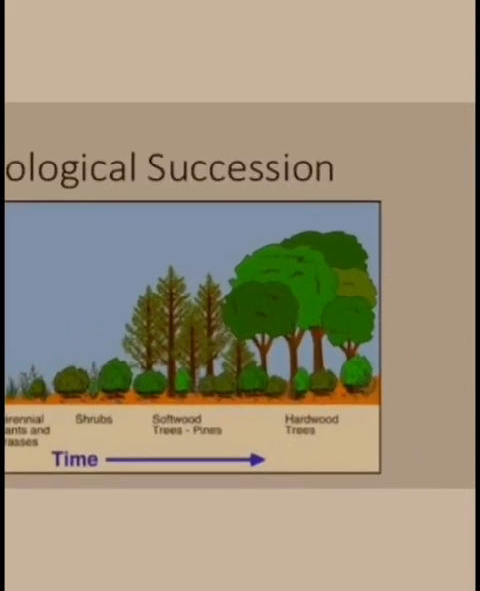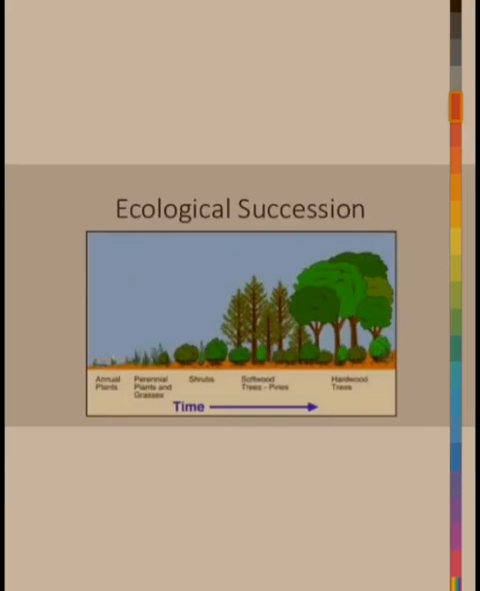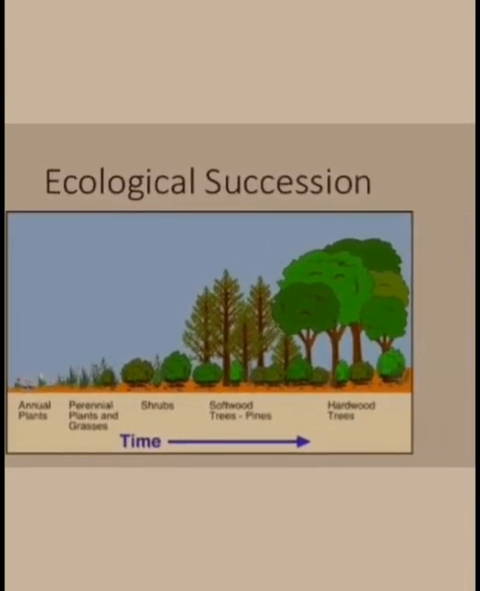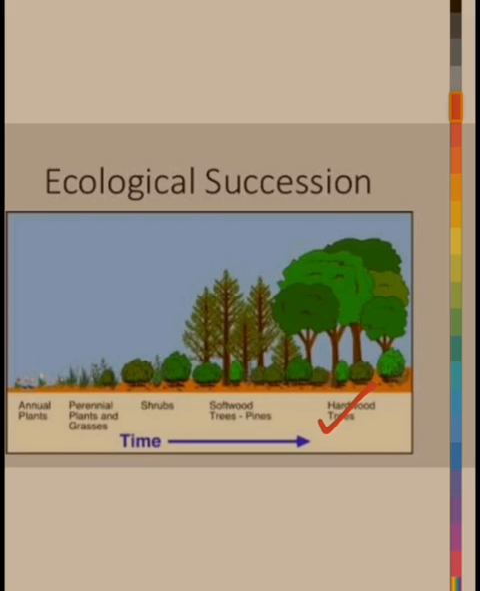So let's talk about climax community. In this picture, the last one with the hardwood trees is the climax community. It is the most stable, self-perpetuating and final biotic community that develops at the end of a biotic succession and is in perfect harmony with the physical environment. So this last one is known as the climax community, which is the stable one, and it is in perfect harmony with its physical environment.